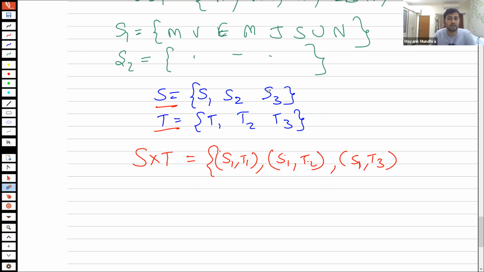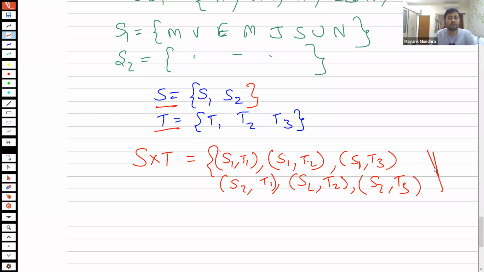right? I should have written less amount of things. That would have been easy. So let me reduce one set. Then S2, comma T1, S2, comma T2, and S2, comma T3. So this is basically all possible combinations of shirts and trousers which I can wear in Goa if I carry these two things. It's another matter if they don't match.